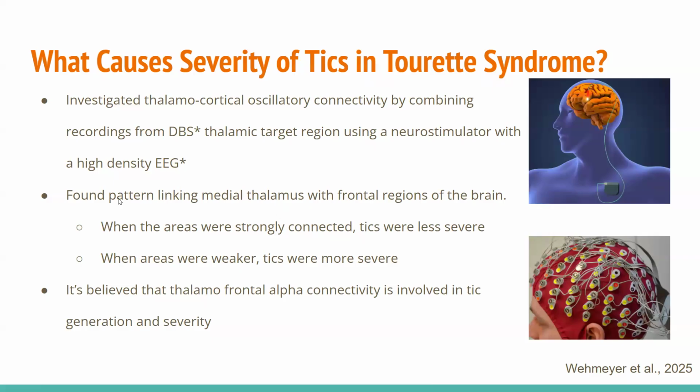They found a pattern linking the medial thalamus with frontal regions of the brain. So whenever the areas were strongly connected, tics were less severe, and when the areas were more weakly connected, the tics were more severe. Therefore, they believe that the thalamo-frontal alpha connectivity is involved in tic generation and severity.